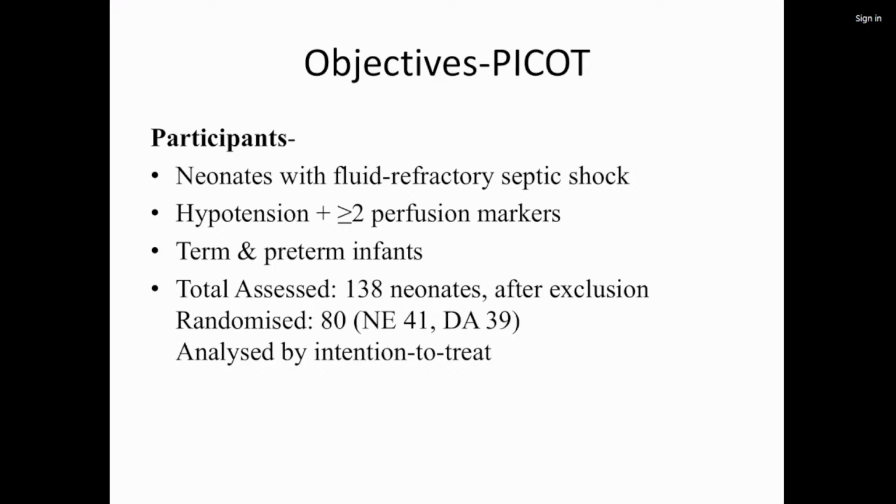The participants chosen were terms and preterms: terms up until 28 days of life, and preterms until 40 weeks of post-gestational age. Total assessed neonates were 138. After exclusion criteria, only 80 were randomized, in which norepinephrine was given to 41 babies and dopamine to 39 babies, analyzed by intention to treat.